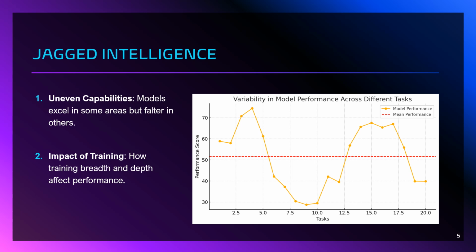So yeah, you might notice that sometimes AI seems super smart and other times not as much. That's what we call jagged intelligence. In some tasks, like playing chess, they're geniuses, but in others, especially those needing a human touch, they can be a bit clumsy. It's all about how they were trained, which really shapes what they're good at and what they struggle with.